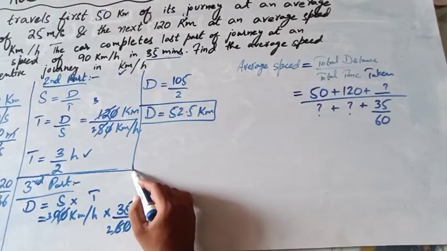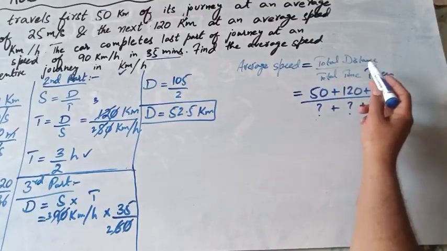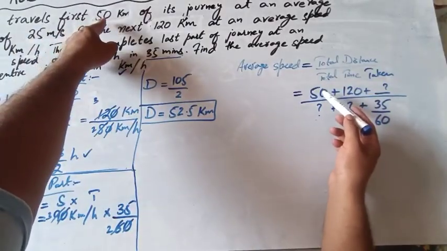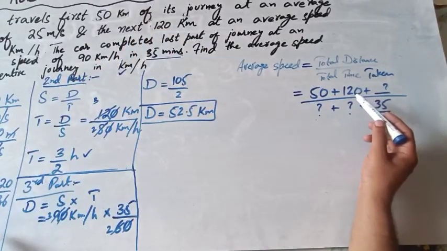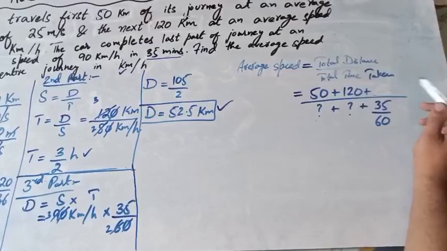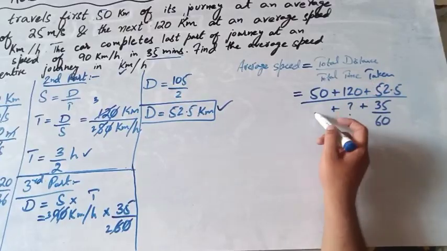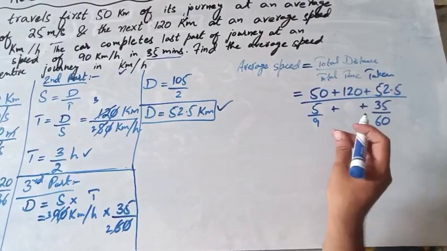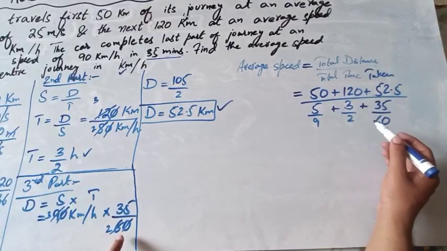Now let's substitute all these values which we have found into the formula of average speed. Average speed is equal to total distance divided by total time taken. So total distance: 50 kilometers, the distance in the first part, is given, then in the second part 120 kilometers is given, and in the third part the distance was unknown, which we have found, and we will put it over here, 52.5. And in the first part of the journey, the total time taken in hour was missing, which we have found, 5 upon 9. And in the second part of the journey, time was also missing, which we have found, 3 by 2. And in the third part of the journey, we have found the time in its simplest form.